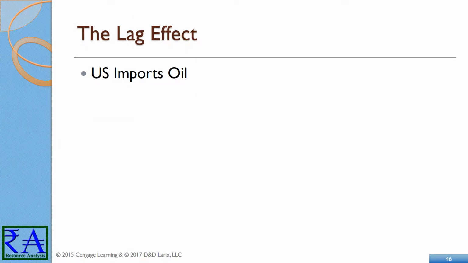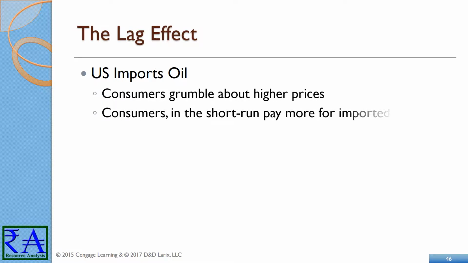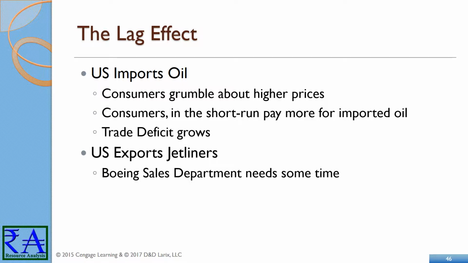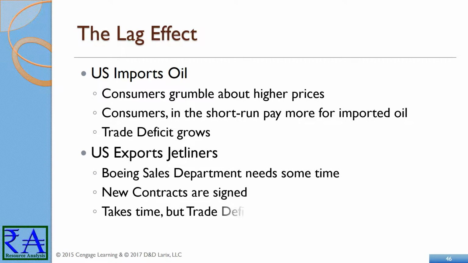For example, assume a country, like the US, is a net importer of oil and a net producer of jetliners. Initially, a currency's devaluation immediately increases the price of oil, and the consumption patterns remain the same in the short term. An increased amount of money is domestically spent on imported oil, worsening the deficit on the import side. Meanwhile, it takes some time for Boeing's sales department to exploit the lower price advantage offshore and secure new contracts.